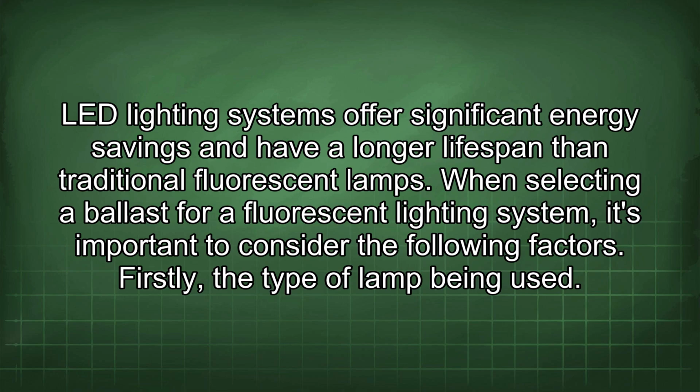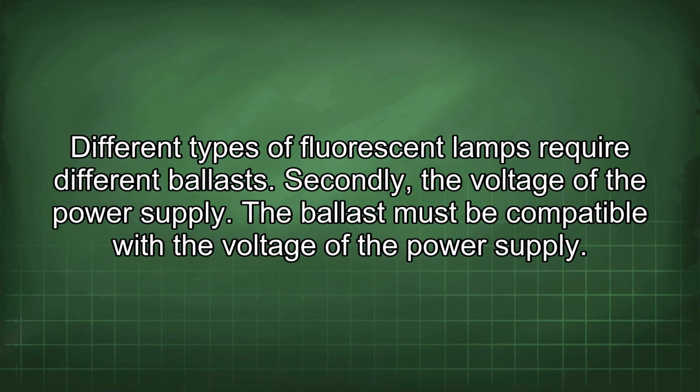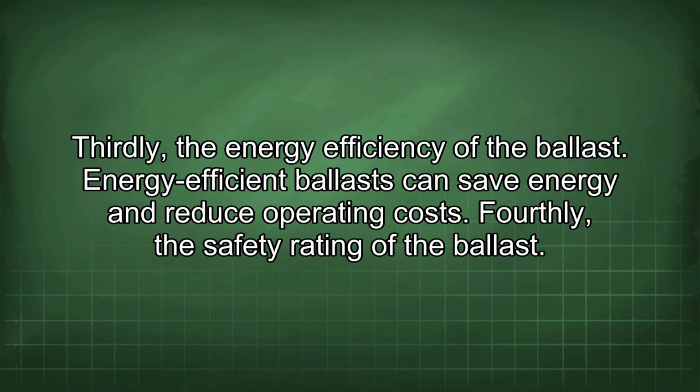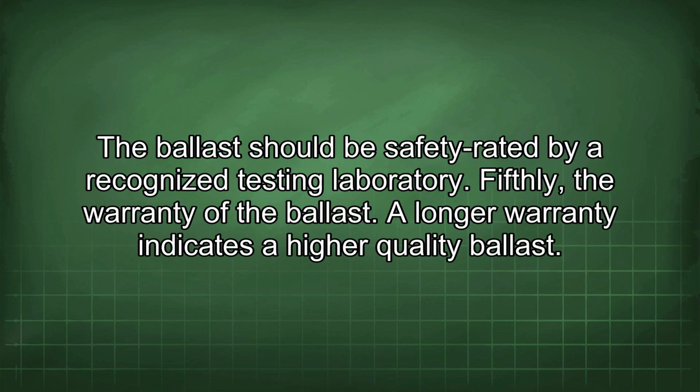When selecting a ballast for a fluorescent lighting system, it's important to consider the following factors. Firstly, the type of lamp being used. Different types of fluorescent lamps require different ballasts. Secondly, the voltage of the power supply. The ballast must be compatible with the voltage of the power supply. Thirdly, the energy efficiency of the ballast. Energy-efficient ballast can save energy and reduce operating costs. Fourthly, the safety rating of the ballast. The ballast should be safety rated by a recognized testing laboratory. Fifthly, the warranty of the ballast. A longer warranty indicates a higher quality ballast.